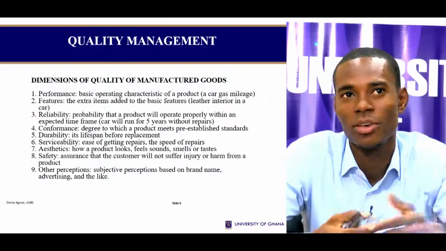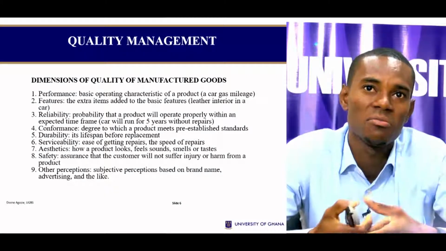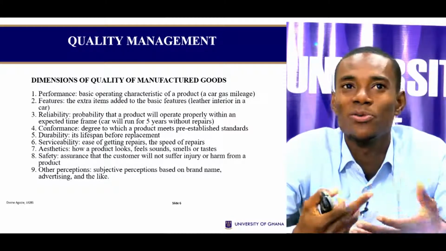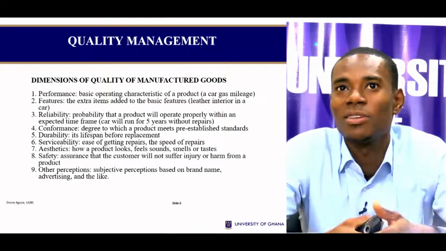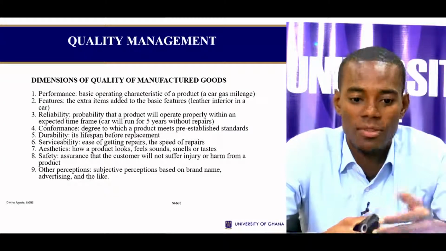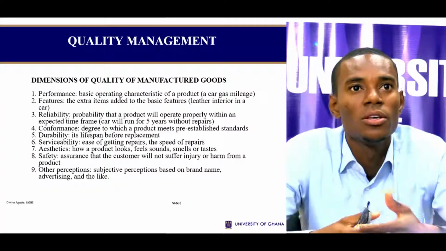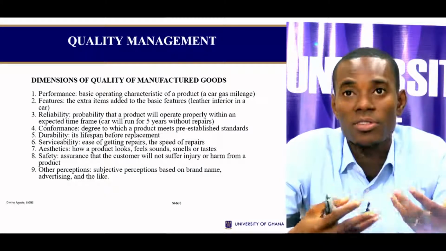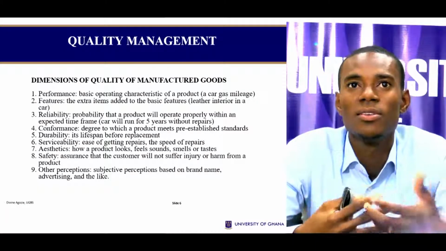Okay. Now, features are the extra items added to the basic features of a car or a product, let's say the leather seat, the stereo and all those things. Someone looks at that and judges, well, I like that, that makes my product something of good quality. Reliability: how long does a product work or operate before it breaks down? Conformance is the degree to which the product meets the established standards: the weight, the height, the size, all these things.